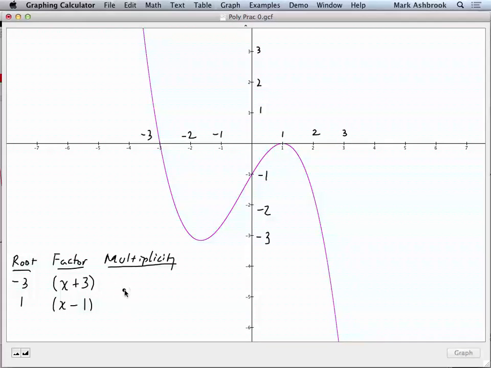Now we have to look at the graph. What's the multiplicity at x plus 3? Just go straight through, right? So it's like a line, or linear to the first power. What about x minus 1? 2.